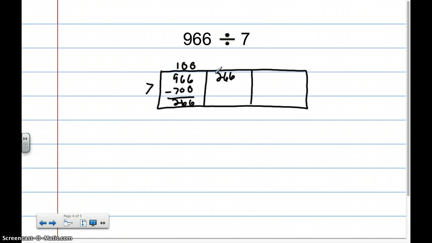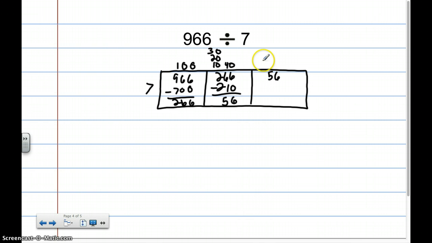So then I'm going to say, how many tens do I need for 266? So 7 times 10 is 70. 7 times 20 is 140. 7 times 30 is 210. 7 times 40 is 280. So I know that I'm going to do 210. Then I'm going to subtract. So now I have 56.